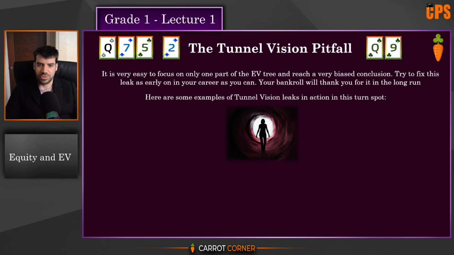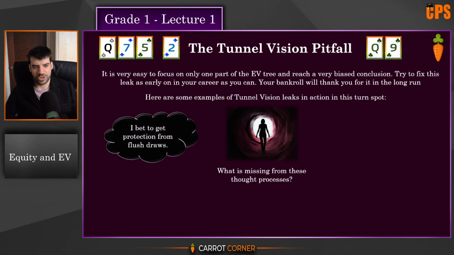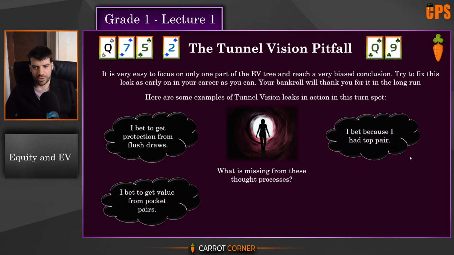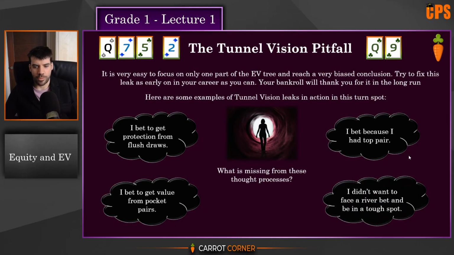So here are some examples of the tunnel vision leaks in action in this spot. So remember, on the turn here, we have the chance to double barrel. Should we do it? Should we not do it? Here's an example of how we might get this spot wrong, because the spot is supposed to be a check. So what do you think is missing from the following thought processes then? I bet to get protection from flush draws. I bet to get value from pocket pairs. I bet because I had top pair. I didn't want to face a river bet and be in a tough spot. Have a think about these individually, pause the video, and then I'll assume you've done that and I'll go through what I think is wrong with them.